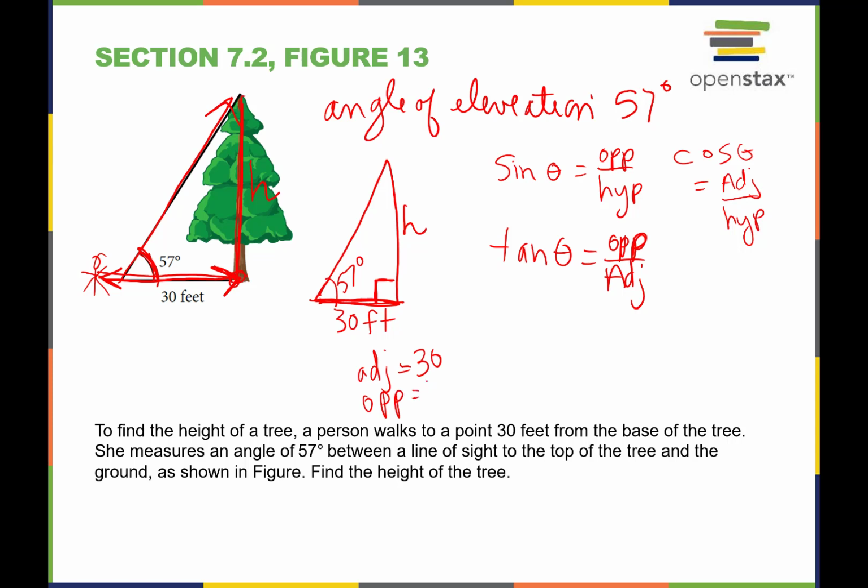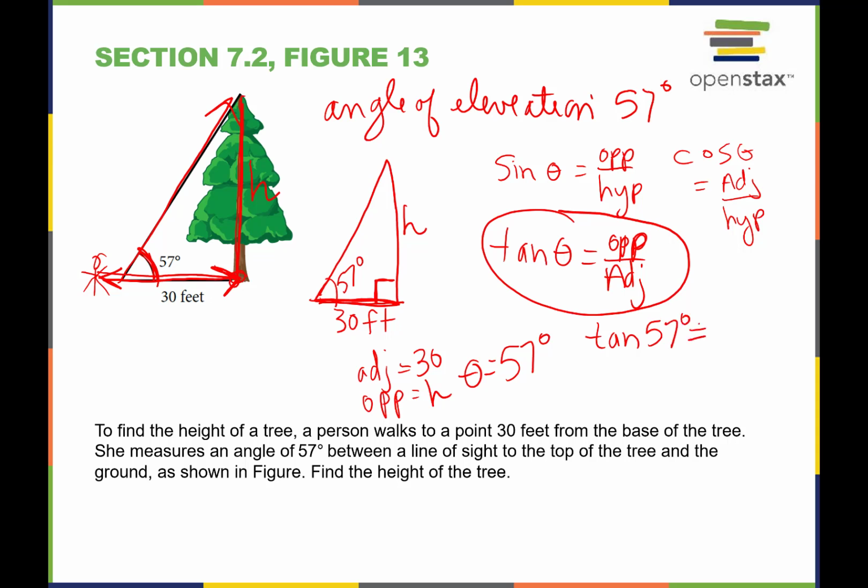I'm looking for my opposite side, so that needs to be involved in the equation somewhere. And I know what my angle is. It's 57 degrees. Okay, so I'm looking for an equation that has the angle, the opposite, and the adjacent in it. So that's this tangent right here. That's what we're going to use. Opposite, adjacent, and theta. So I'm going to set this up as tangent of 57 degrees is equal to my opposite side, which is H, over my adjacent side, which is 30.